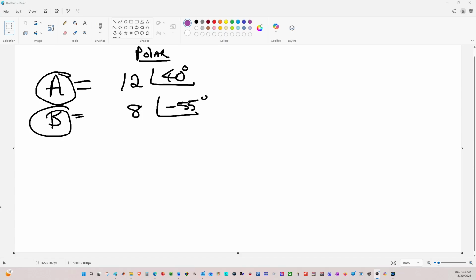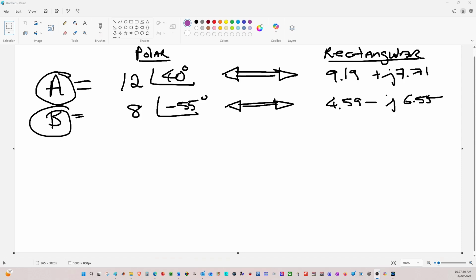I've got A, which in its polar format is going to be 12 with an angle of 40 degrees, and I've got B, which in its polar format is going to be a value of 8 with an angle of minus 55 degrees. Now, just for completeness, I always like to put down the rectangular format, but I know I'm not going to use it in this calculation, but I'm going to put it down anyway. And that gives me the polar as well as the rectangular format of A and B.